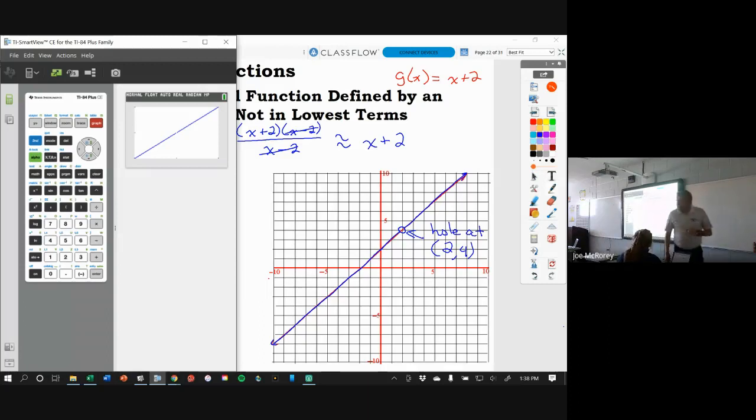So is this graph discrete or is it continuous? Discrete, because you cannot draw this graph without picking up your pencil, because there is no point at 2, 4. There's a hole in the graph.